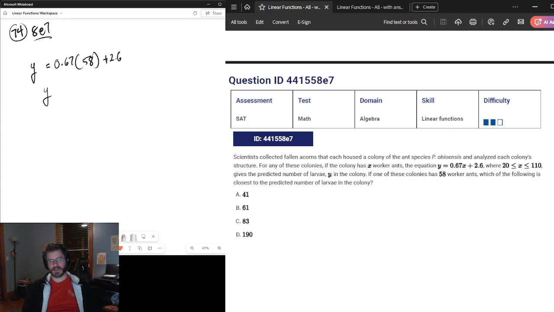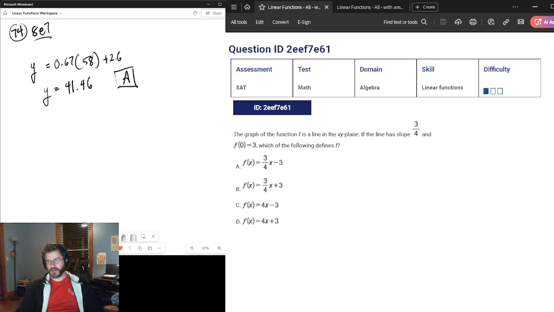So y equals 41.46. And I believe this was a multiple choice, which one is closest to, so that would be A. Not too bad. 75. I think we're 16 minutes in. I'm going to see if I can get to 80 in this video.